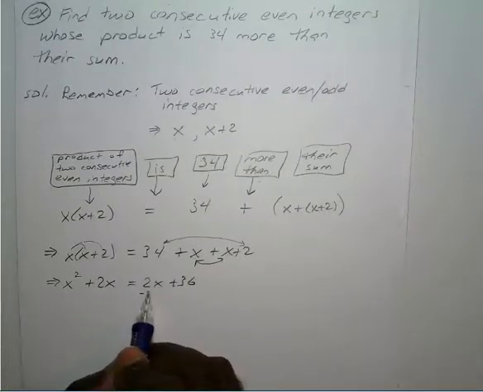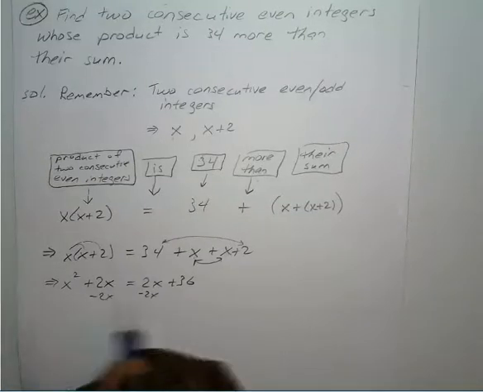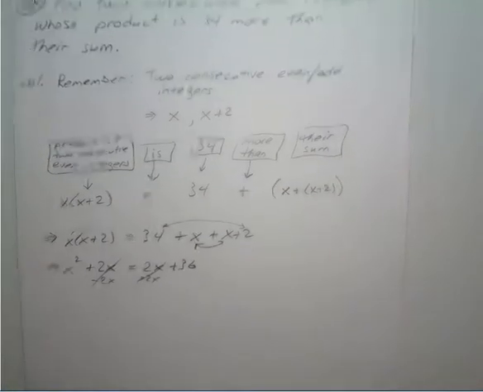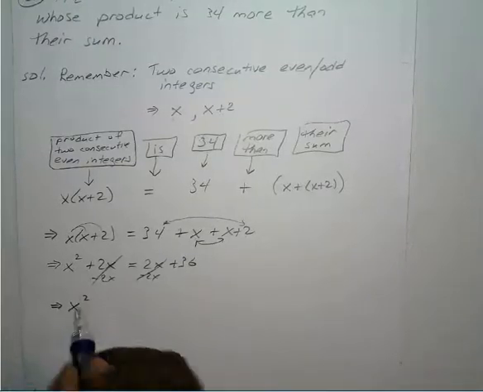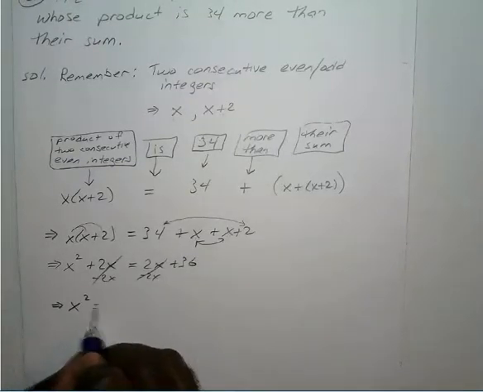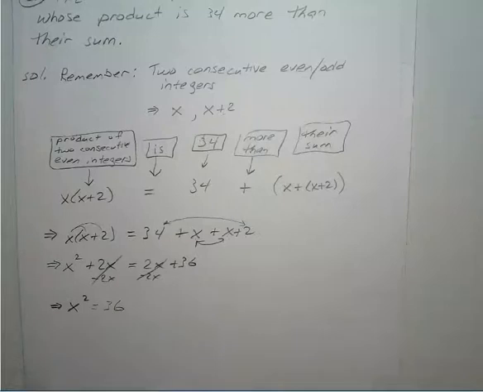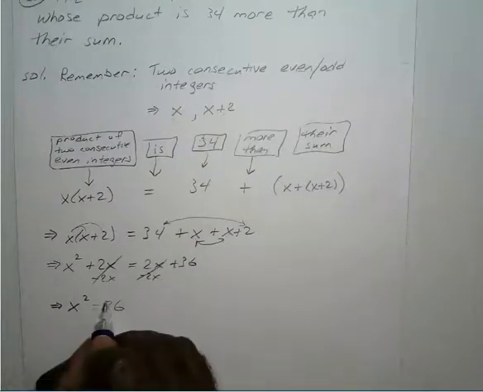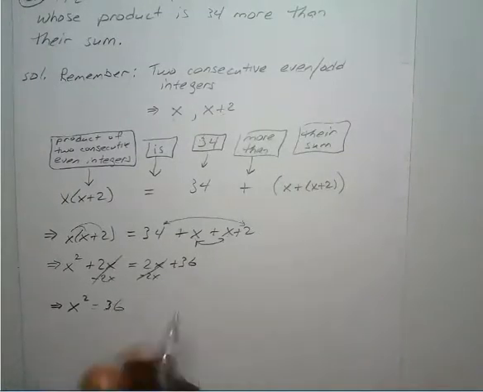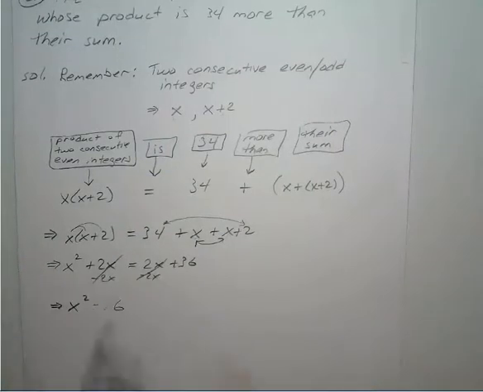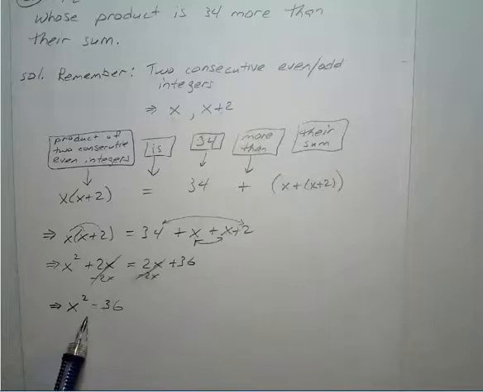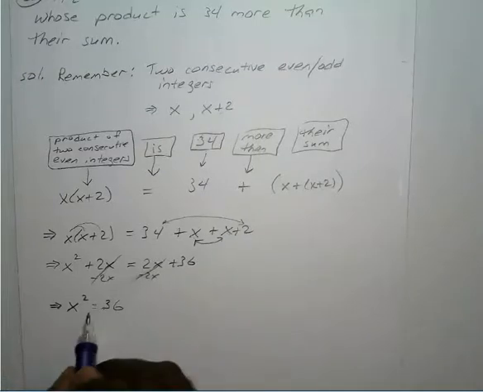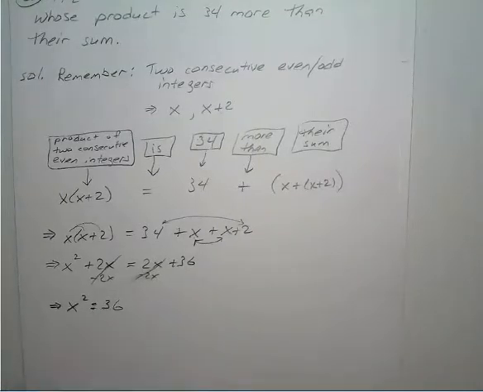Alright, so you subtract 2x from both sides, and that actually disappears. So you have x squared equals 36. Just kind of straighten that up a little bit. Okay, now you can use the square root property here if you want to.